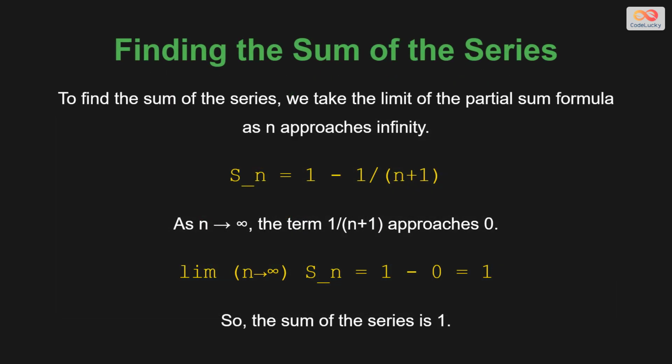To find the total sum of an infinite telescoping series, we first need the formula for its nth partial sum. In our example, that's 1 minus 1 divided by n plus 1. Then, we find the limit of this expression as n approaches infinity. As n gets larger and larger, the fraction becomes 0. This leaves us with just the number 1. So, the sum of our entire infinite series is simply 1.